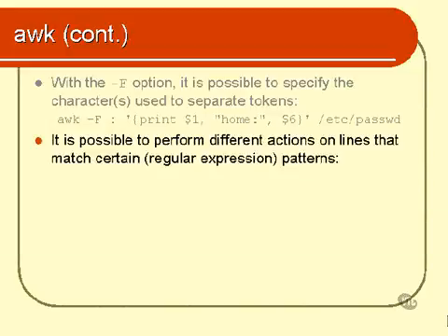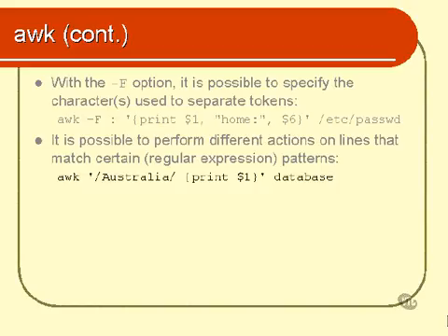Now it's actually possible to perform different actions on lines that match certain patterns. In other words, you can have one collection of actions for lines that match one pattern, and you can have another collection of actions for lines that match a different pattern. For example, for all the lines that have got the word Australia somewhere in the line, we just want to print out the very first parameter on that line, whatever that happens to be.